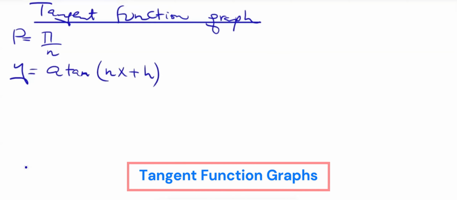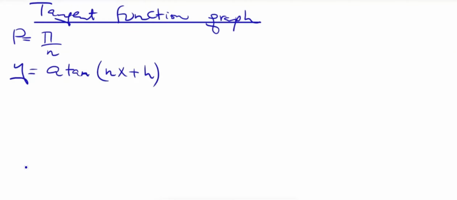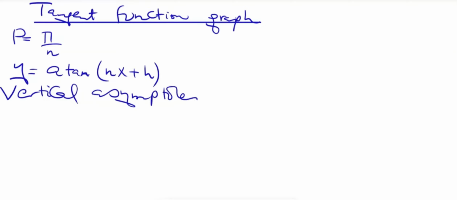Alright, in this lesson we're looking at tan graphs. The period of a tan graph is pi over n, where n is the coefficient of the x, and tan graphs form vertical asymptotes. To find the vertical asymptote, we use this equation.